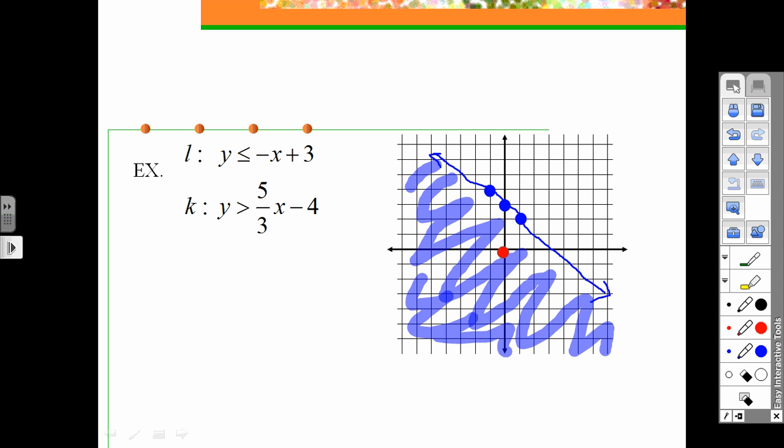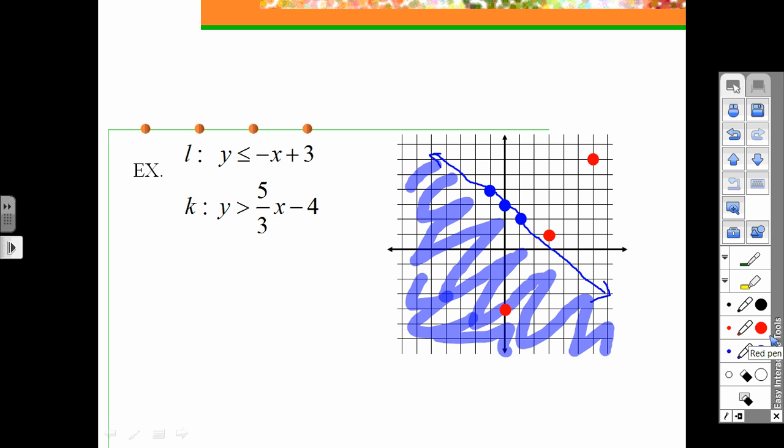So I'm going to go down to -4. 1, 2, 3, 4. Put my point. That's my y-intercept. And my slope is 5/3. So I'm going to count up 5. 1, 2, 3, 4, 5. And move over 3. 1, 2, 3. If I wanted to, I could do it again. 1, 2, 3, 4, 5. And then 1, 2, 3, just to be sure.